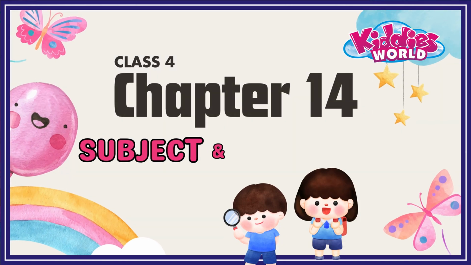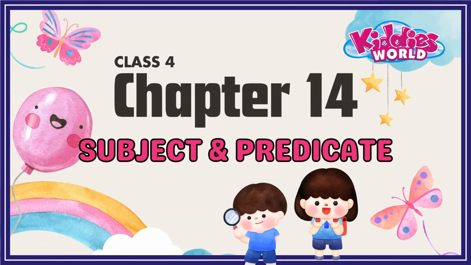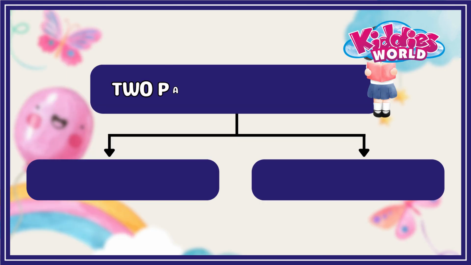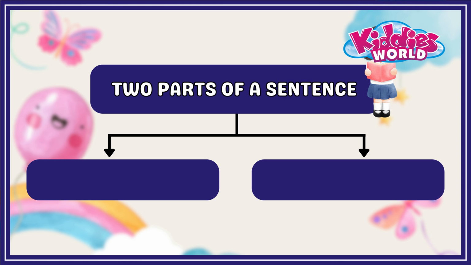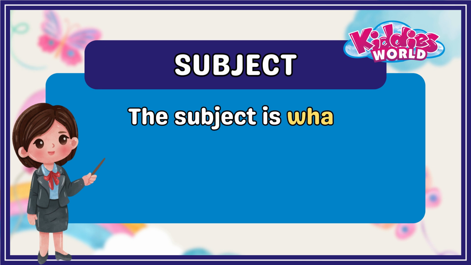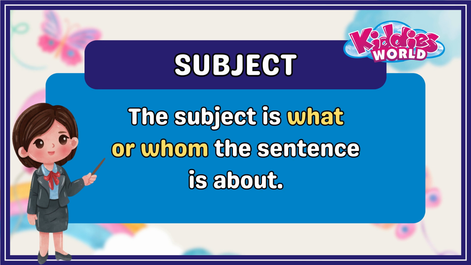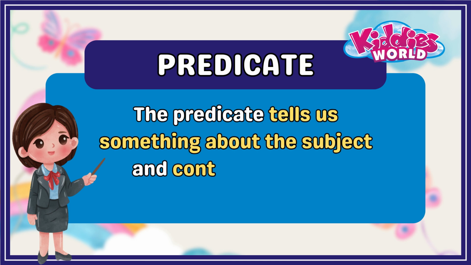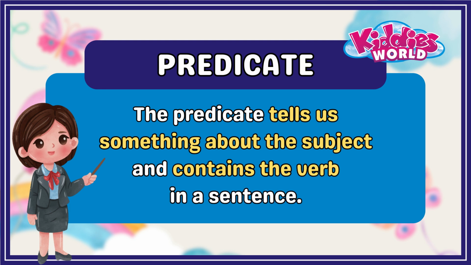Hello, kids! Today, we are going to learn about subject and predicate. Let's begin our lesson. Every complete sentence has two parts, subject and predicate. The subject is what or whom the sentence is about. The predicate tells us something about the subject and contains the verb in a sentence.